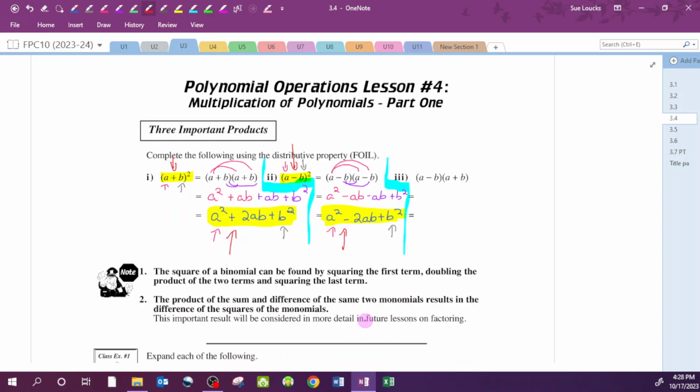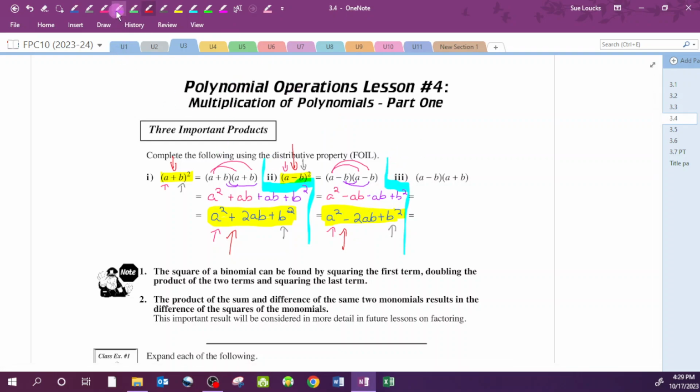The idea of having this is, if you know that that's what you're squaring, you don't have to actually FOIL it all out to get this result. But you get the same thing. You can multiply it out. It just saves you a little time if you recognize it right away.